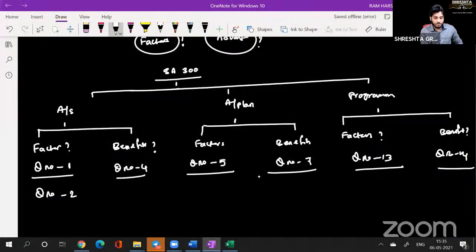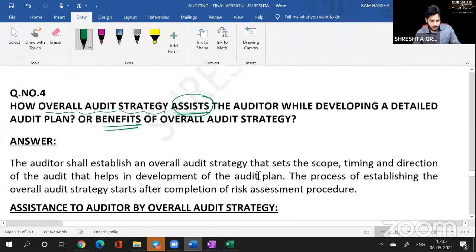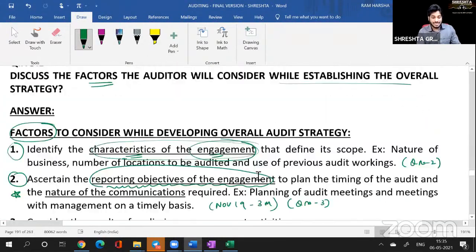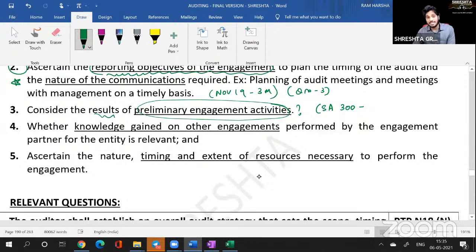So while developing for factors related, you need to do question number 1, question number 2, question number 3, and also question number 4. What is that fourth point? Consider the results of preliminary engagement activity. Oh my God, they're giving you one more point. So what is preliminary engagement activity? You open the standards material, SA 300, in the same book. In that, SA 300 is there.